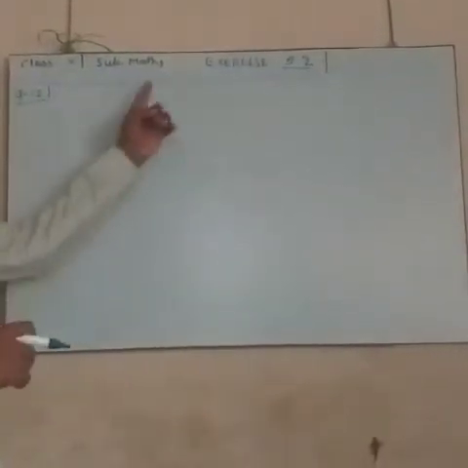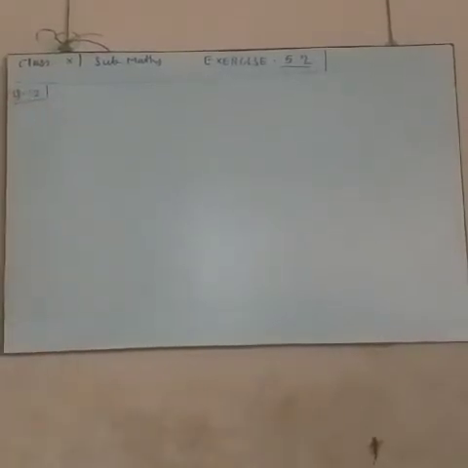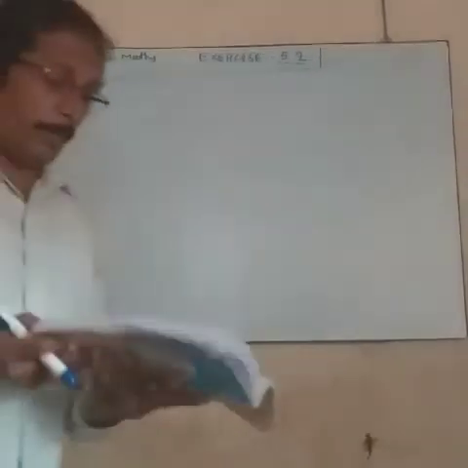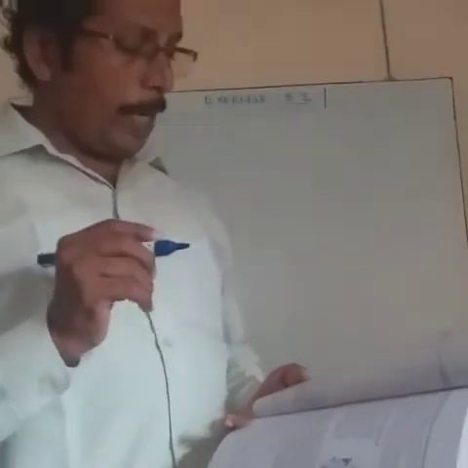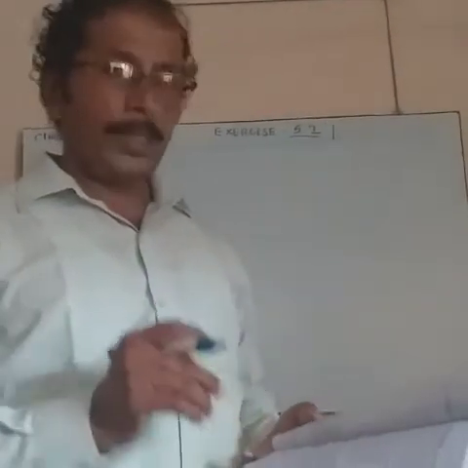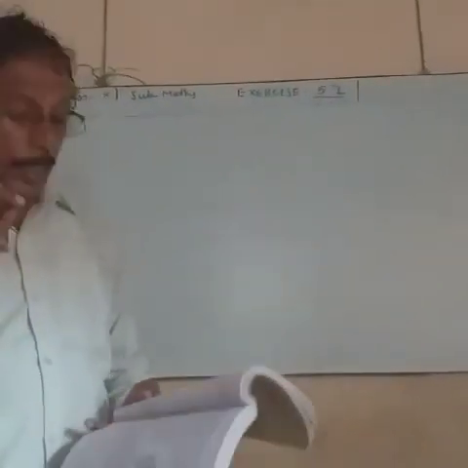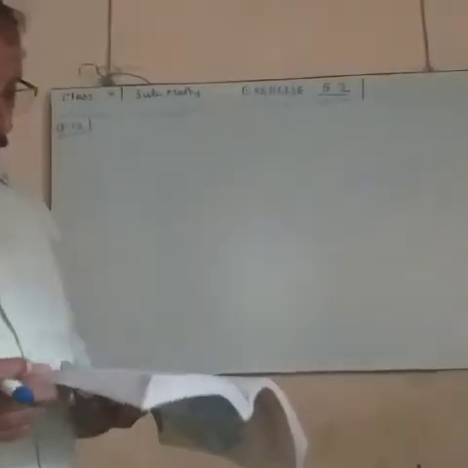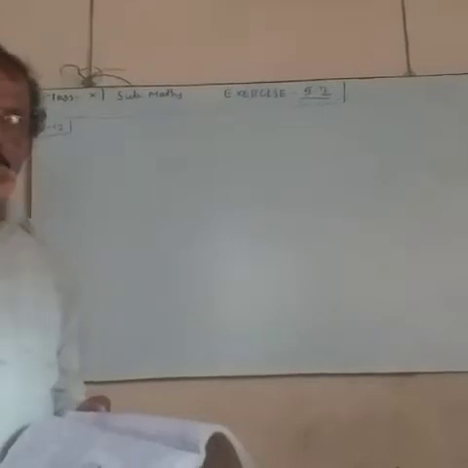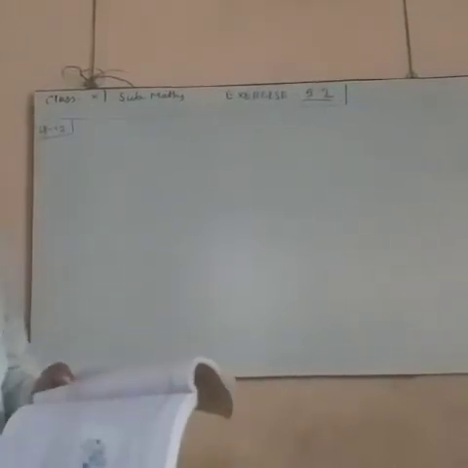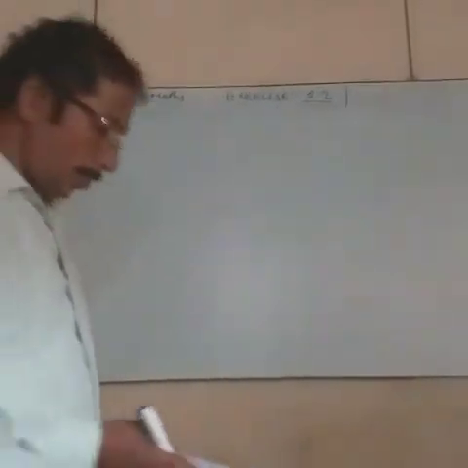10th class mathematics subject, exercise 5.2, question number 12. Read the given question. In the question we are given two APs have the same common difference, that is the common difference of both the APs is same, D. The difference between their hundredth terms is 100. What is the difference between their thousandth terms?